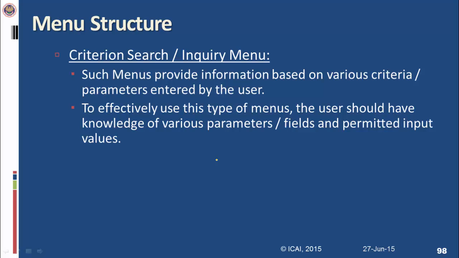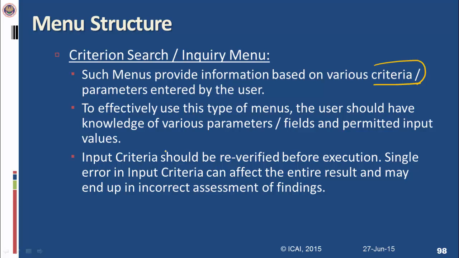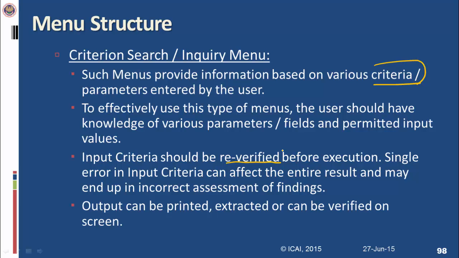The other menus are criterion sort menus. Such menus provide information based on various criteria. So we need to apply a few criteria so as to be in a position to verify the filtered result. Right. To effectively use this type of menu, the user should have knowledge of various parameter fields and permitted input values. It should be re-verified. Again, it's a very important one that it needs to be re-verified before execution. Otherwise, we may be relying on incorrect information. Output can be printed, it can be extracted, or it can be verified on screen.